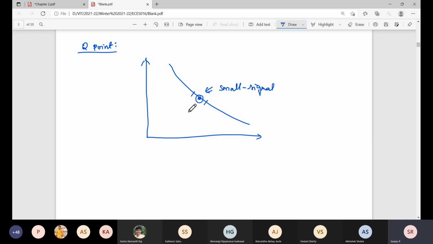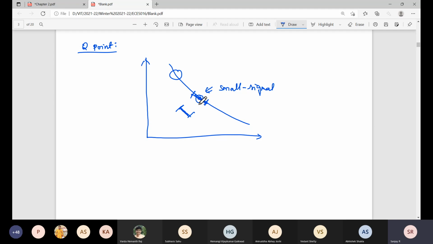When you take this region and magnify it, that line looks linear. Am I right? The slope is constant. Yes, sir. Overall the curve is exponential, but when I operate here, it is linear behavior.